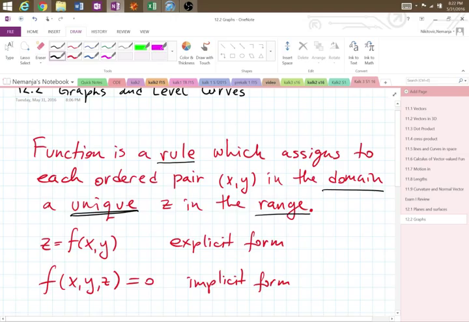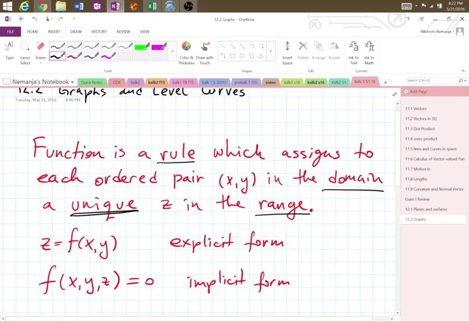Domain, I already said, is the set of all values that we are allowed to use as input. So we have to be a little bit careful. What are the values that we can and cannot use? The word range is the set of all output values. We saw that the one-dimensional output is just a number line. It could be from negative infinity to positive infinity. Could be less than that.